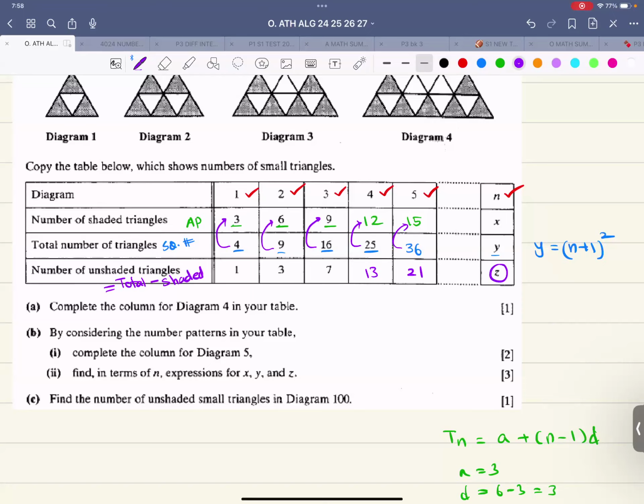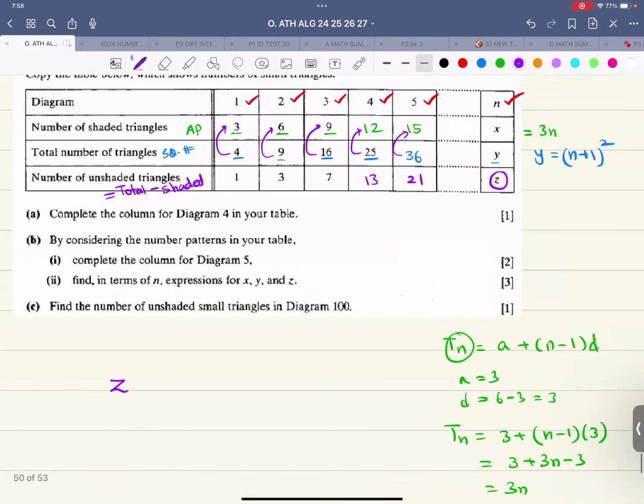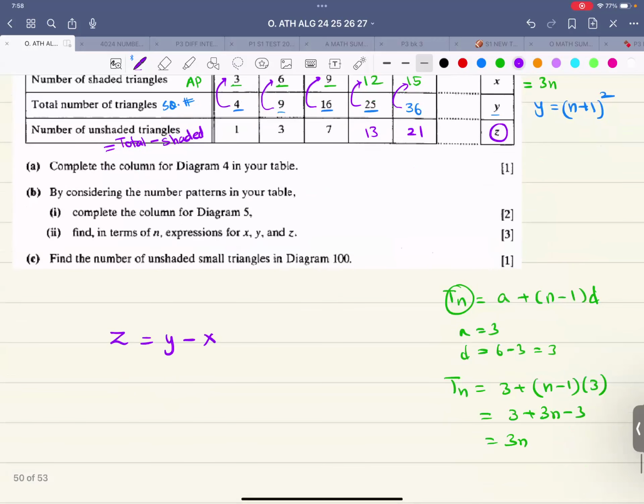So what is Z? So Z is basically, let me write. And by the way, one more thing. This Tn is actually X. So X is 3n. And what is Z? Z is basically the total number minus shaded, which is y minus x. What is y? Y is n plus 1 whole squared.